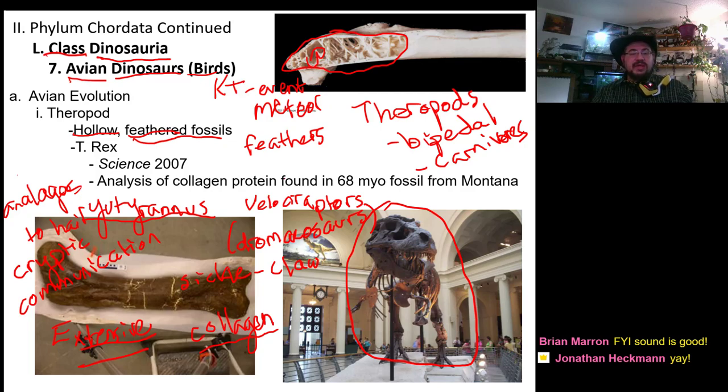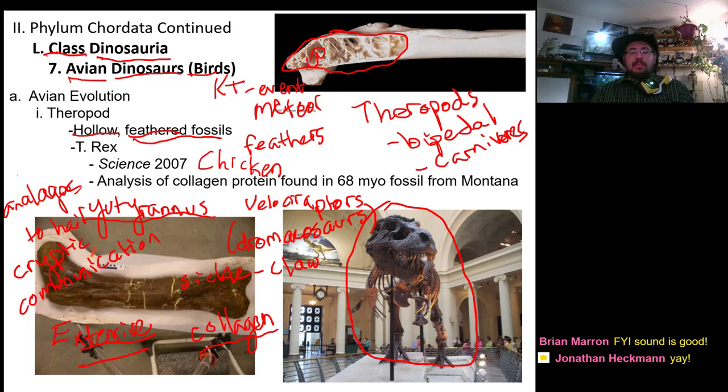And so the T-Rex was the first one where we found collagen, and when we analyzed the collagen and compared it to extant dinosaurs, the extant dinosaur whose collagen was most closely related to T-Rex was your friendly neighborhood wild chicken. Well, not your neighborhood chicken, but the chicken from which modern chickens were domesticated has collagen fibers most closely related to those found in the T-Rex.